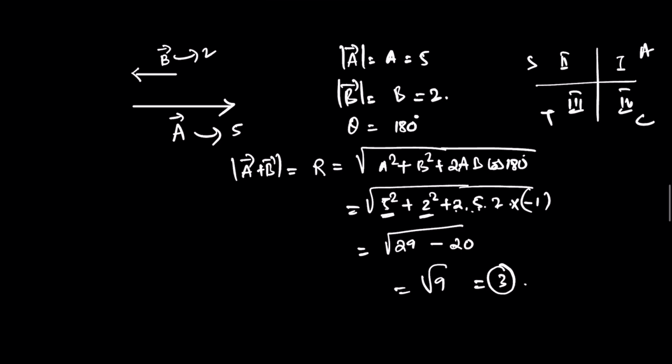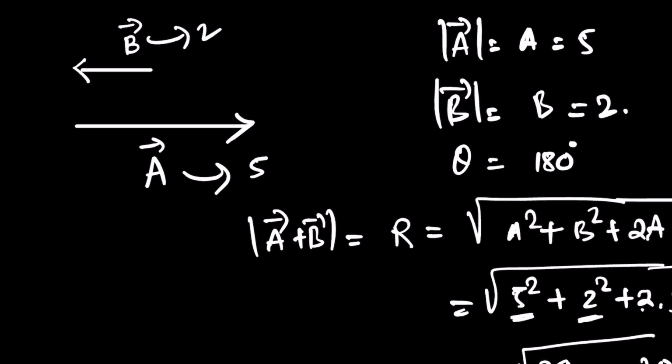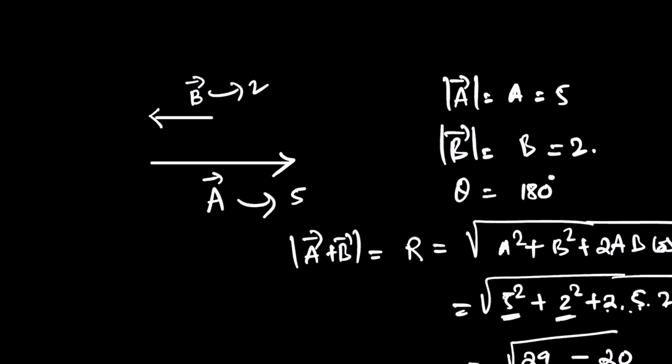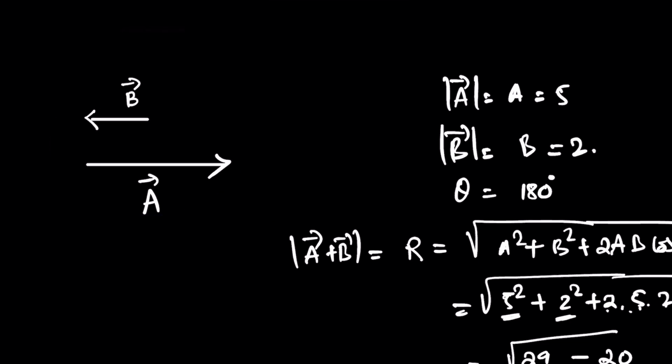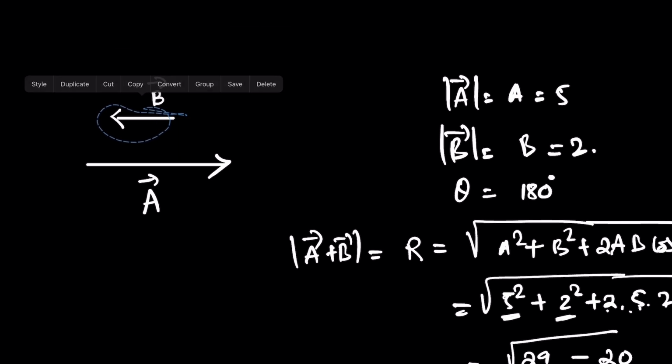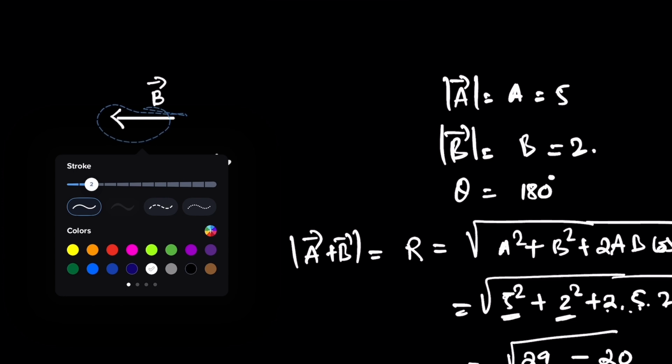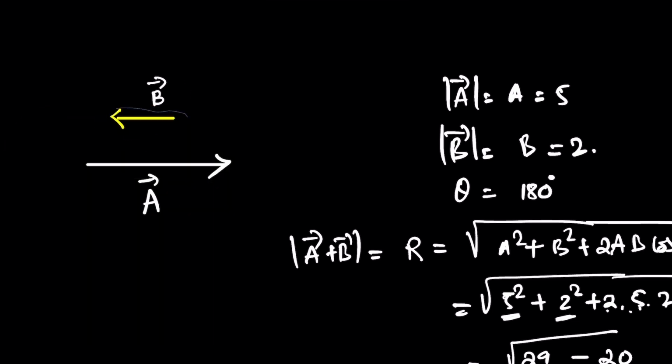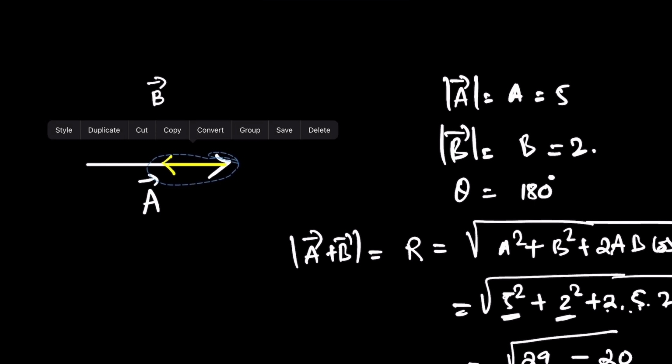So what is the conclusion here? Diagrammatically, let's apply the triangle law again. According to the triangle law, head to tail. Let me keep A fixed, and B goes from the head of A. This is how it looks.